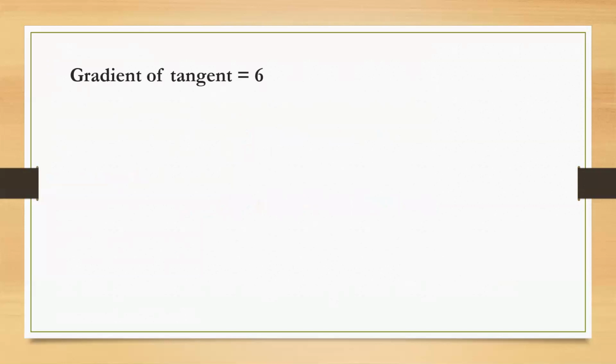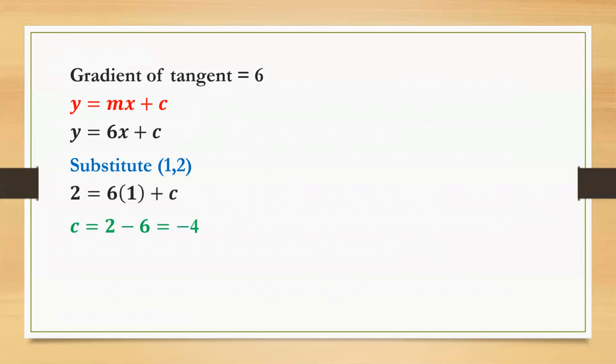So gradient of tangent is 6. I'm going to use y equal to mx plus c. So y equal to 6x plus c. I replace the coordinate (1, 2) to obtain the value of c as -4. So the equation of a tangent is going to be y equal to 6x minus 4. This is the equation of the tangent.